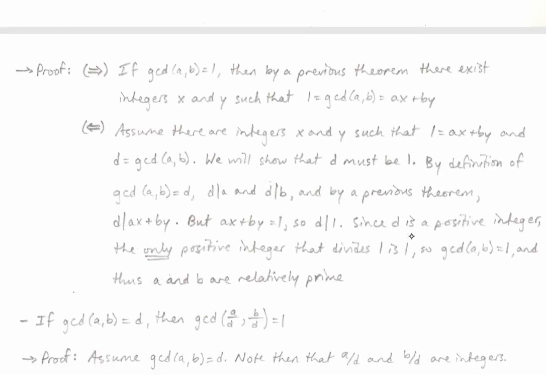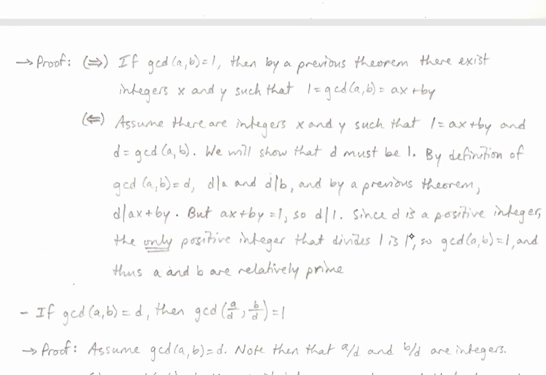So I have written out the proof of this theorem here. I've shown it both ways. One way is a lot easier, assuming that two numbers are relatively prime, and then showing that you have the integers x and y. That is just the straightforward use of the theorem that we stated at the top of our previous page. Going the other way is what involves a little bit more work. So I'll go through this portion of the proof in a little bit more detail.